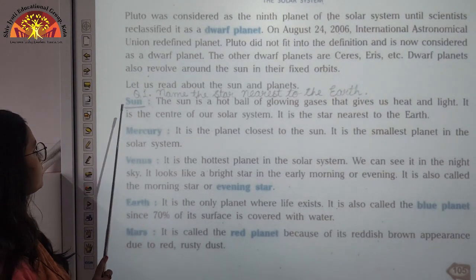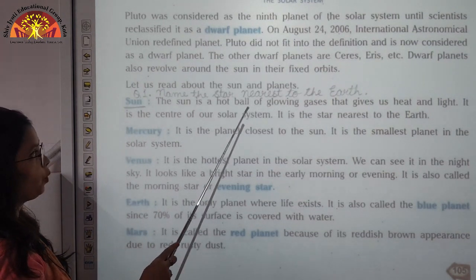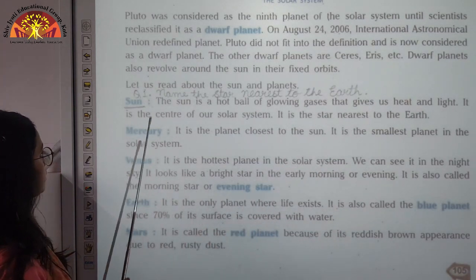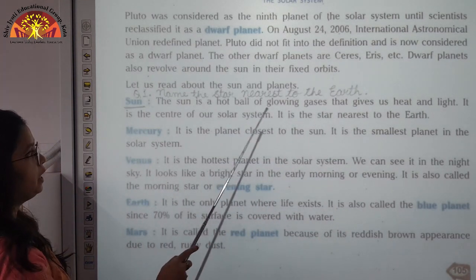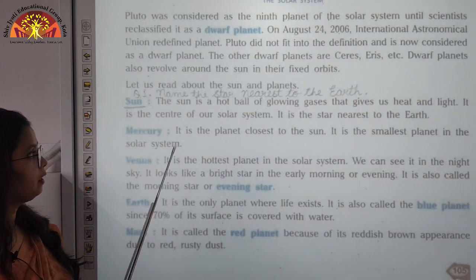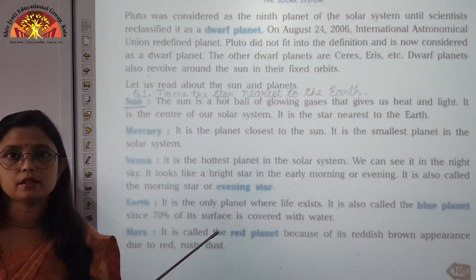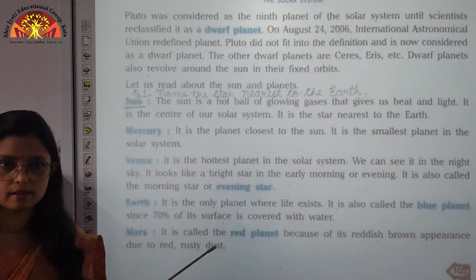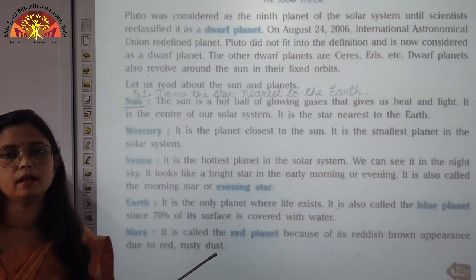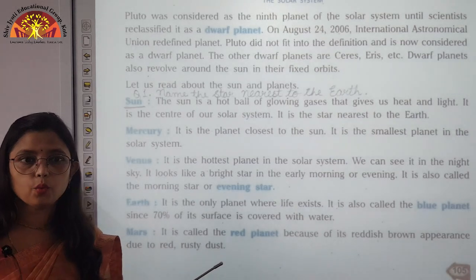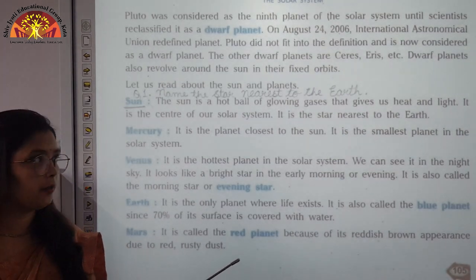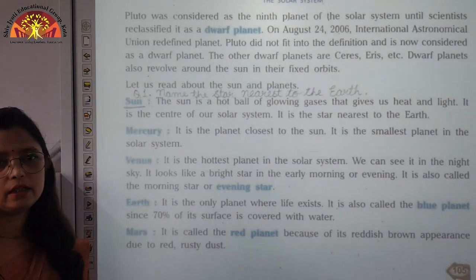So, let us start with sun. The sun is a hot ball of glowing gases that gives us heat and light. It is the center of our solar system. It is the star nearest to the earth. So, children, sun is the star. It is a huge ball of hot gases, okay, and it emits heat and light in all the directions. All the planets and other heavenly bodies like moons of the planets, they take the light from the sun and reflect it, okay.